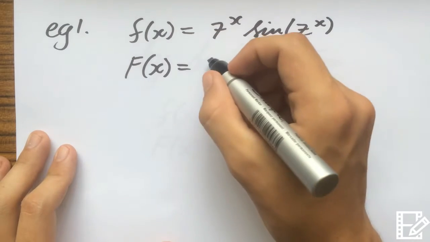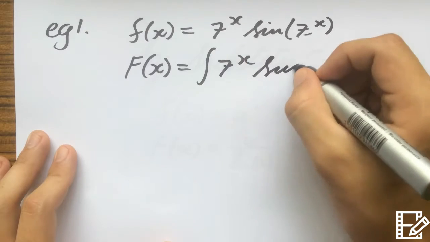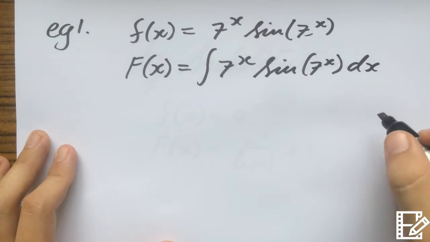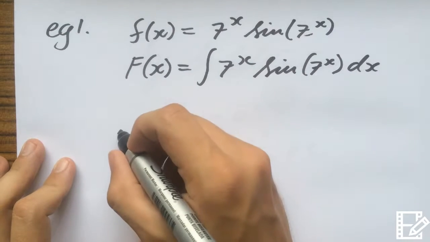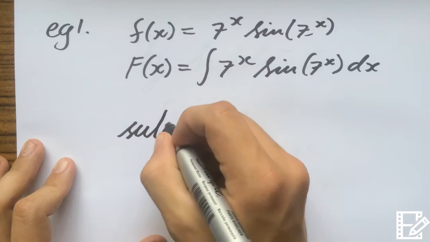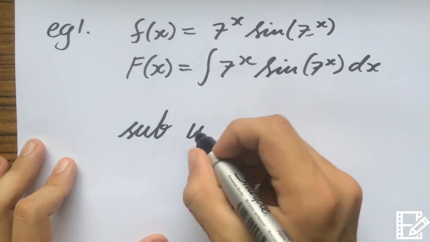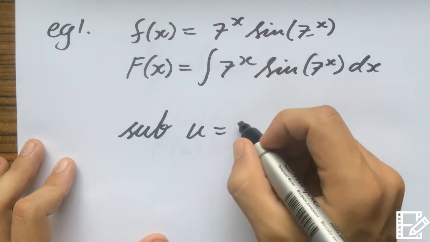So capital F for the integral, and then for this side we use the integral symbol, followed by a dx at the end. Okay, now's when the substitution part comes in. We're going to sub in u. I'm choosing u because I want to. And I'm going to sub in 7 to the power of x.